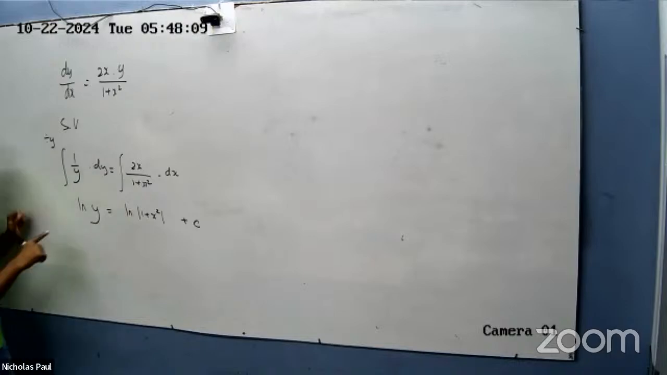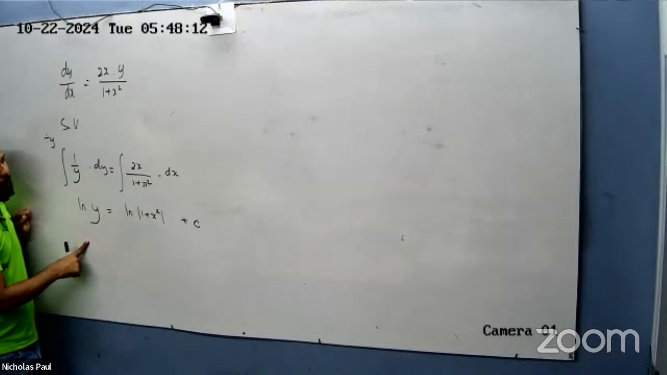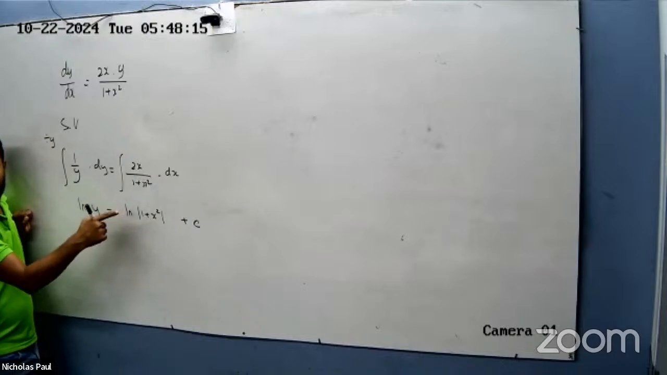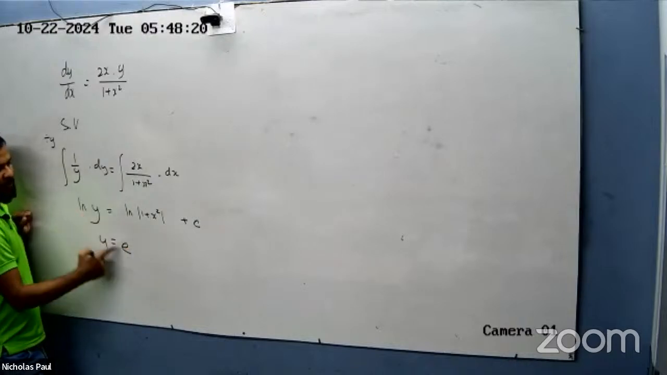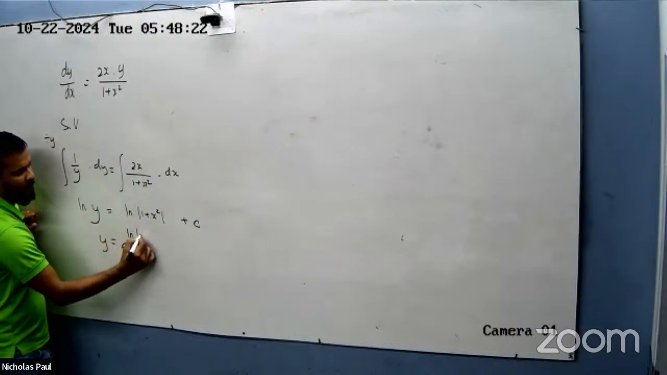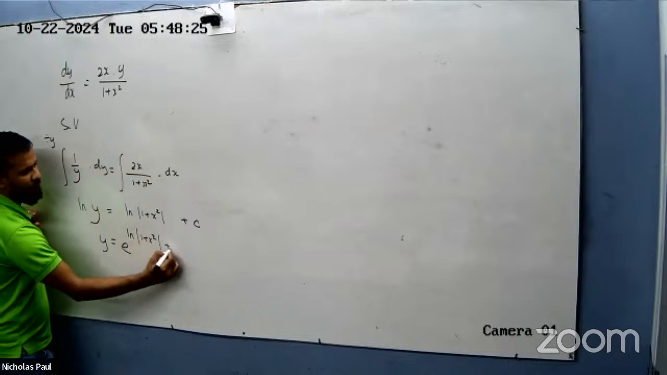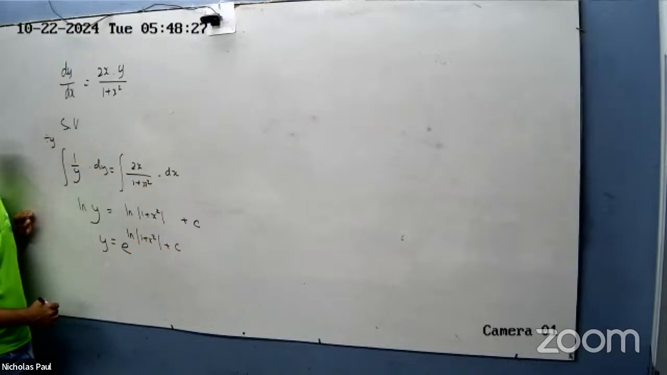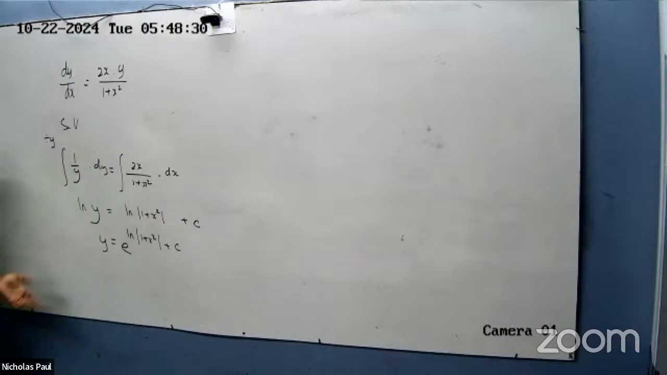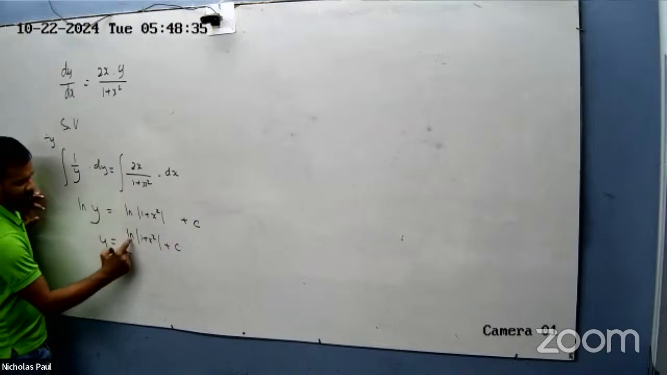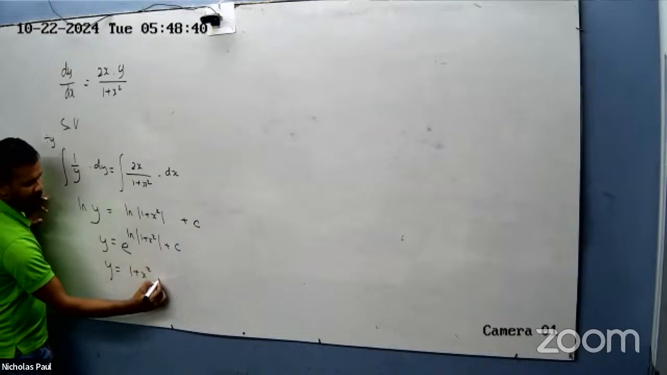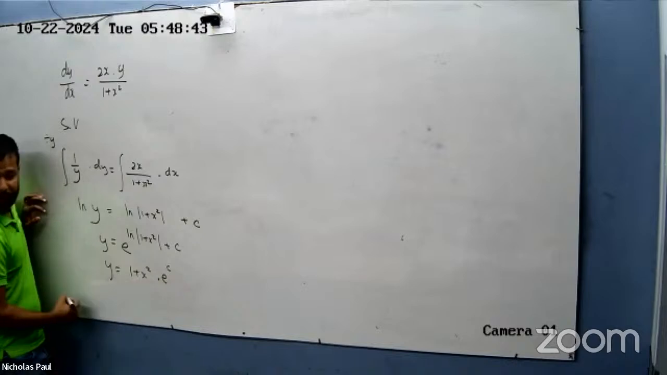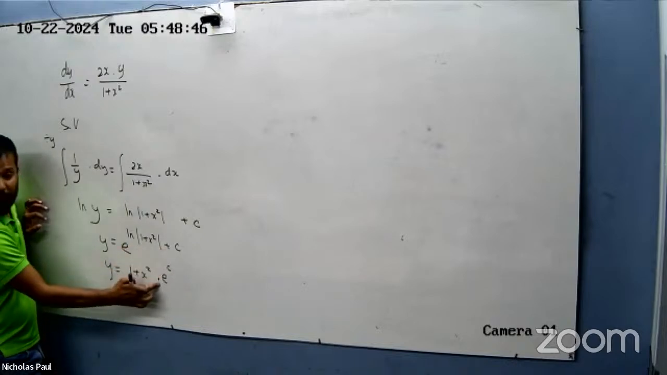When you're making y the subject, what to do? Carry over ln, right? So you'll get y is equal to e, the inverse of ln is e, to the power ln 1 plus x squared plus c. Let me simplify it a little further. So y is equal to e, ln will cancel. You'll get 1 plus x squared multiplied by e to the power of c. That's okay? Addition means multiplied, right?